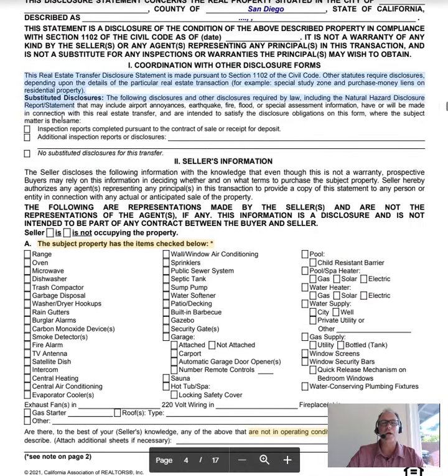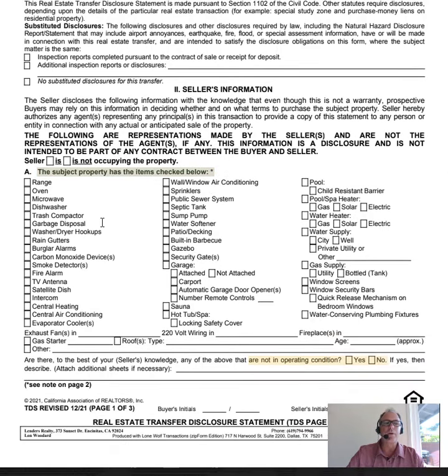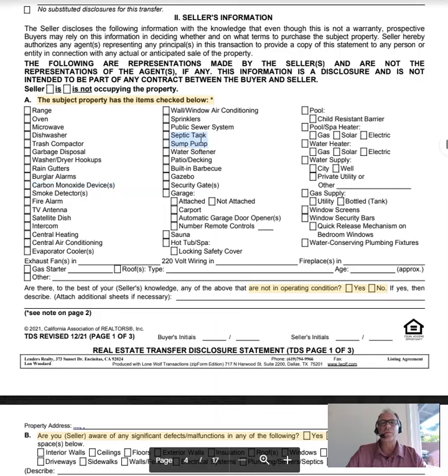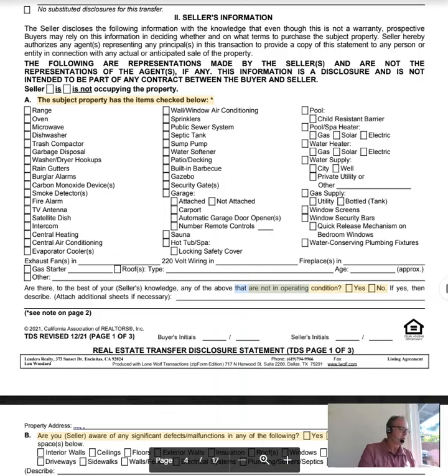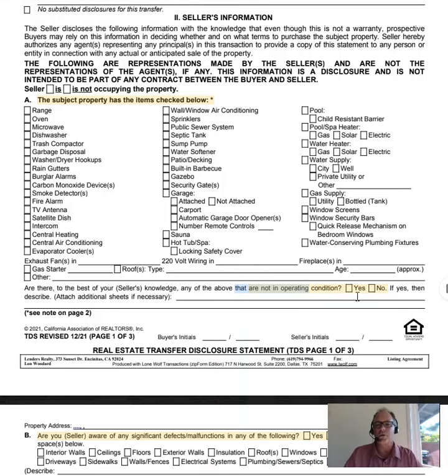The first part of this document, it's basically going to ask you what items you have that pertain to your property: trash compactor, garbage disposal, smoke detectors, carbon monoxide. You're supposed to have smoke detectors in every bedroom and one in every common room on each floor, and then carbon monoxide detectors on each floor. So anyway, you go through, you have a septic tank, you have a patio and a deck, gazebo, security cameras, it's yes or no. And then at the end it says, are any of them not in operating condition? And you would say yes or no, depending on it.